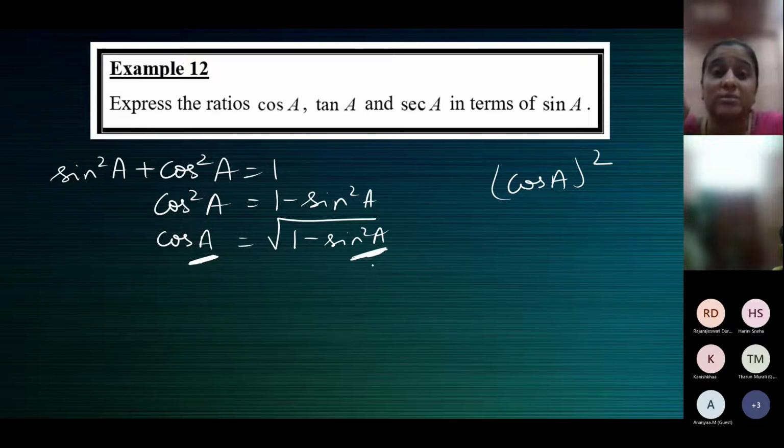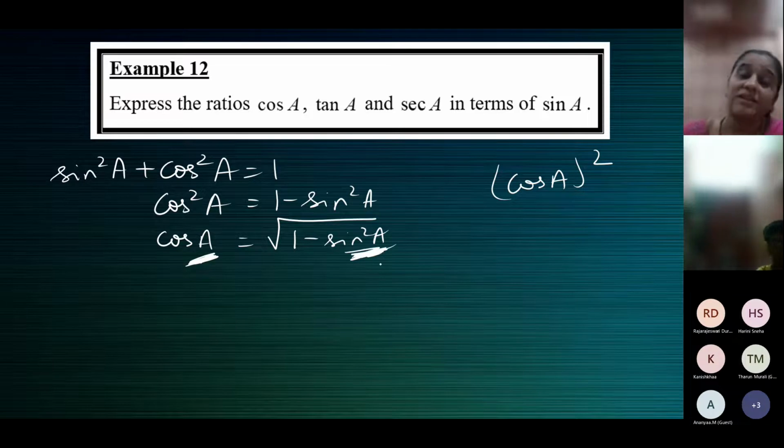See, in terms of sin A doesn't mean you should have only sin A. It can be sin square A, sin cubed A, and there can be a constant along with sin A. There should be no other ratio. So here we have cos A in terms of sin A, and there is one, that's a constant, that's okay. So this is how we write cos A in terms of sin A. Is this understood?